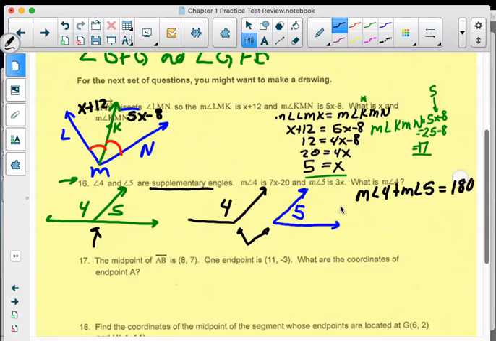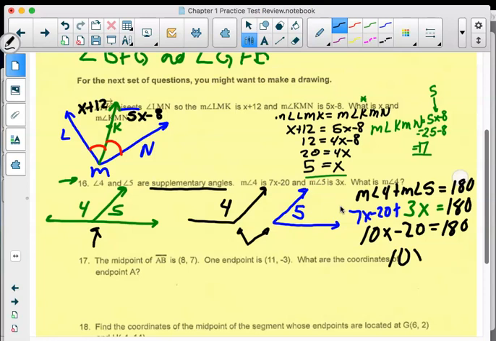I know that from supplementary angles. These two add up to 180. After I know that, I can substitute 7x minus 20 in for 4 because that's what it's equal to. I can substitute 3x in for angle 5 and set it equal to 180. At this point, I'm in algebra land. So I've got 10x, combining like terms on the same side of the equal sign. Okay, I add 20 and 10x is equal to 200 and find out that x is 20.